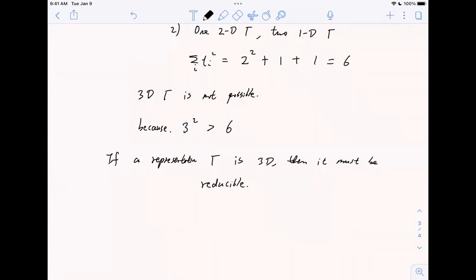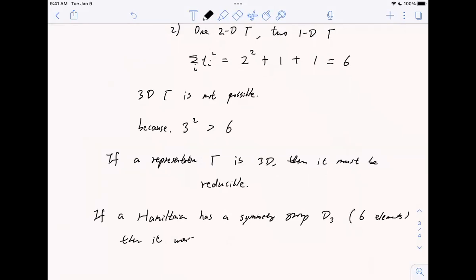In another way, another conclusion: if a Hamiltonian has a symmetry group D3, with 6 elements, then it won't have a threefold degeneracy.